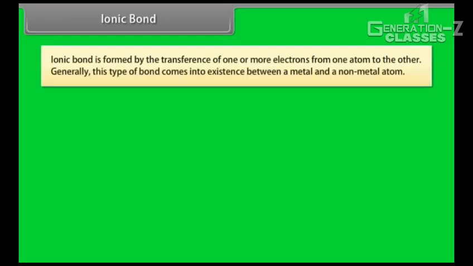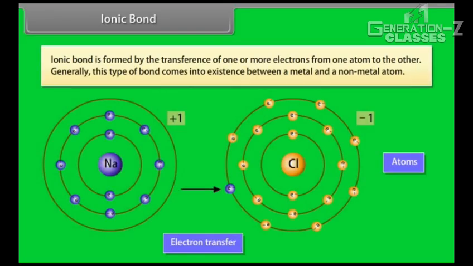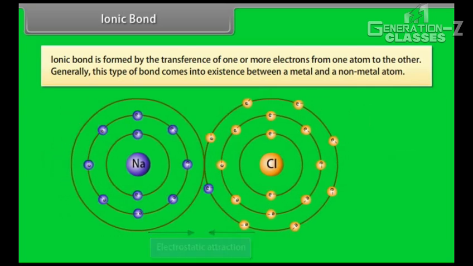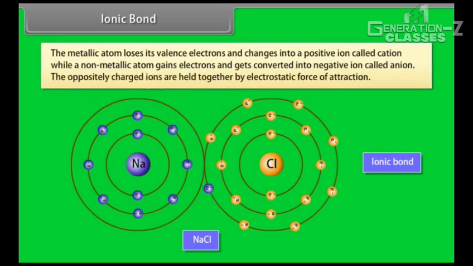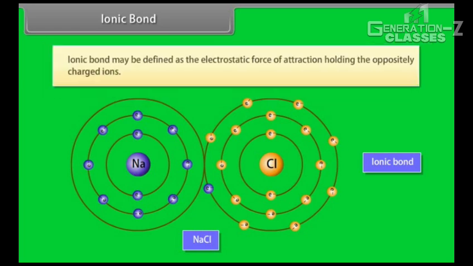Ionic bond. An ionic bond is formed by the transference of one or more electrons from one atom to the other. Generally, this type of bond comes into existence between a metal and a non-metal atom. The metallic atom loses its valency electrons and changes into a positive ion called a cation, while a non-metallic atom gains electrons and gets converted into a negative ion called an anion. The oppositely charged ions are held together by electrostatic force of attraction. An ionic bond may be defined as the electrostatic force of attraction holding the oppositely charged ions.